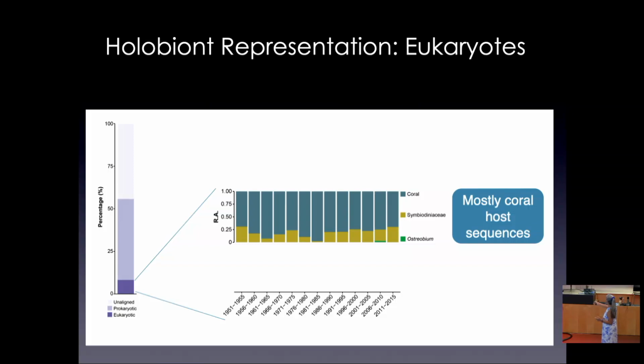So this is the eukaryotic fraction. Most of it is coral, which surprised me, but I'm excited about it. And then Symbiodinaceae and Ostrobium. And Ostrobium has been linked to blooming when corals bleach.